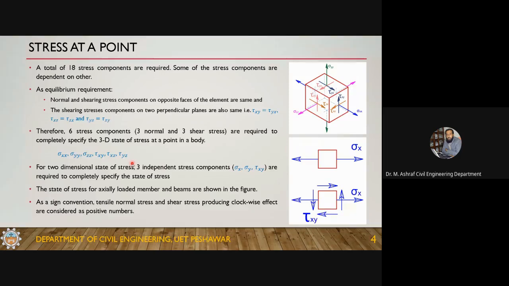You have the shear component and you have the normal stresses. The normal stresses are obvious: tensile stresses are positive and compressive stresses are negative. Shear stresses producing a clockwise effect are positive and those producing a counterclockwise effect are negative. So this is our sign convention for the state of stress.